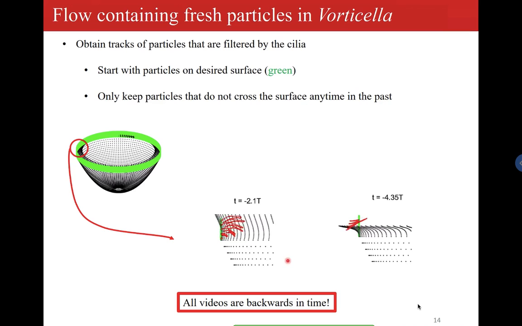And as we do this, for each trajectory, we continually check to see if the trajectory would pass the desired surface sometime back in time or not. Because if it does pass the surface in the past, it means that on that part of the surface, the flow at the current time does not contain any new nutrient particles.